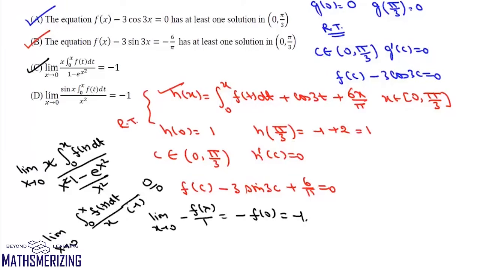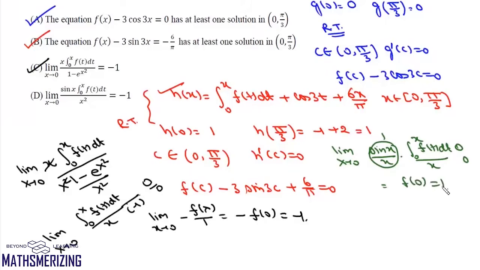Now if we look at this option D, then for this option D we can write the limit x tends to 0 of sin x upon x and then the integral from 0 to x of f(t) dt upon x. Now this standard limit is 1 and this is 0 upon 0 form. So again if we use L'Hopital's rule, it will be f(0) and f(0) is 1. So this value is actually 1 and not minus 1. So option D is incorrect. So the correct options are A, B and C.